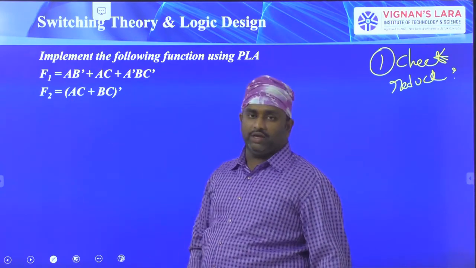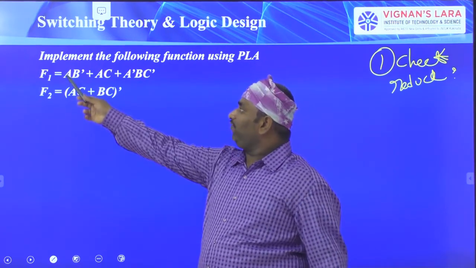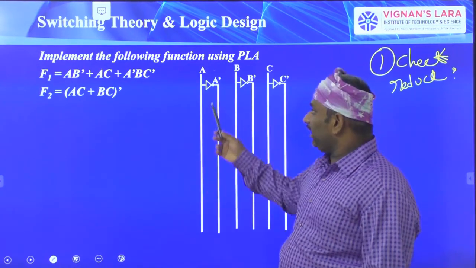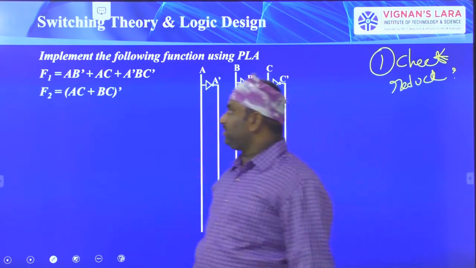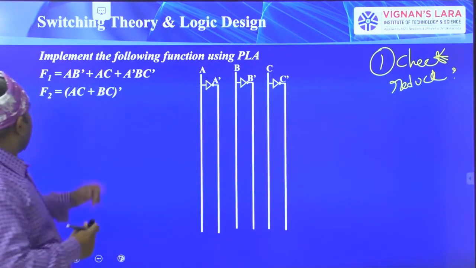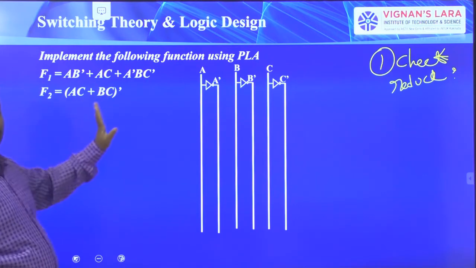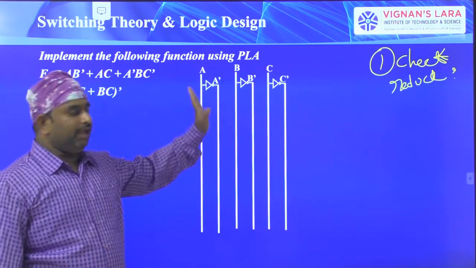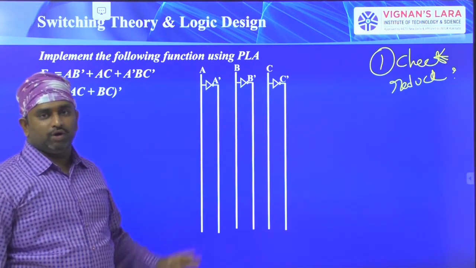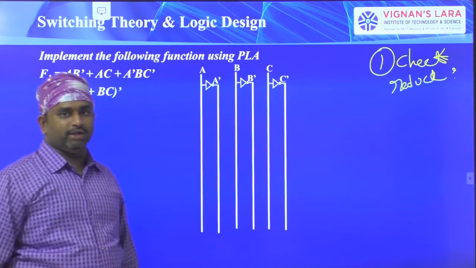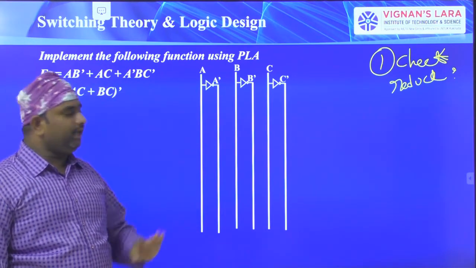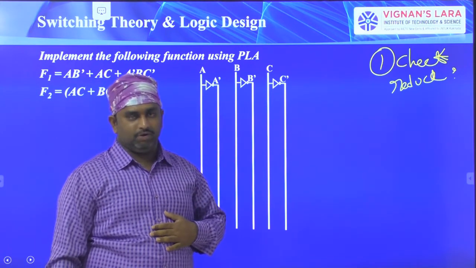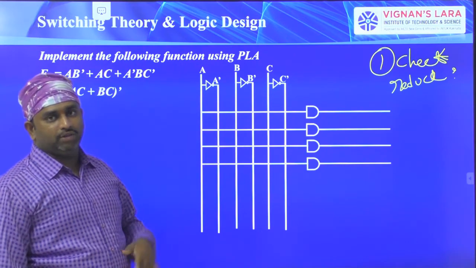For the F2 function you require one 2 input OR gate, and for the F1 function you require a 3 input OR gate. First you have to draw the A, B, C and A bar, B bar, C bar signals. In total 6 different types of literals are available. So here I have drawn A, B, C, A bar, B bar, C bar, totally 6 input lines. Actually there are only 3 input lines, but I said 6 input lines because the remaining 3 are A bar, B bar, C bar.